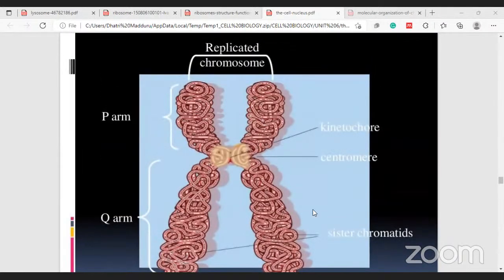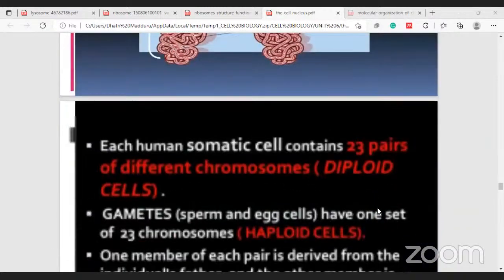So this is how a chromosome looks. We have a short arm, called the P arm, and a long arm, called the Q arm. The center portion where the two arms are attached is called the centromere, and it has a button-like structure called the kinetochore. The pair of chromatids that form the chromosome are called sister chromatids. They look similar; they are identical.